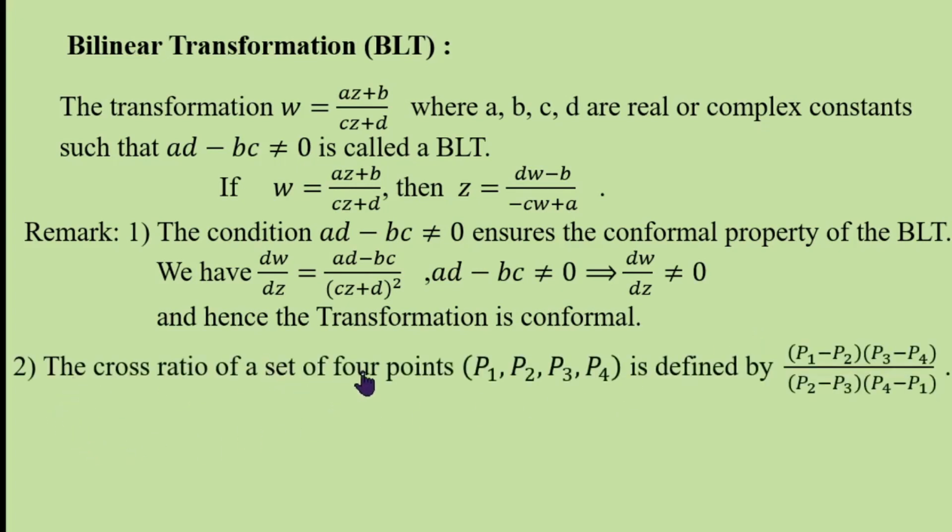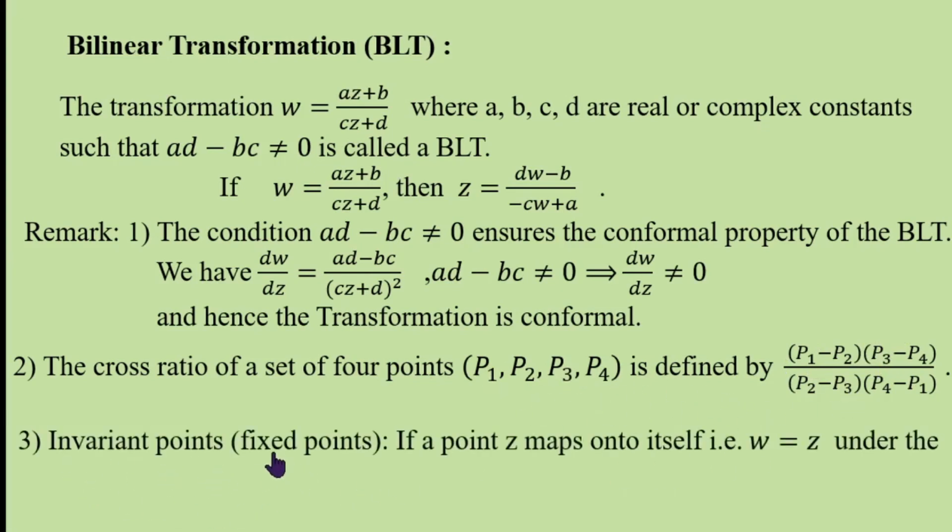The cross ratio of a set of 4 points P1, P2, P3, P4 is defined by (P1 minus P2) into (P3 minus P4) by (P2 minus P3) into (P4 minus P1). That means P1, P2, P3, P4, then P2, P3, P4, P1, like that. This is not specific to bilinear transformation; it is the concept of the cross ratio of 4 points.